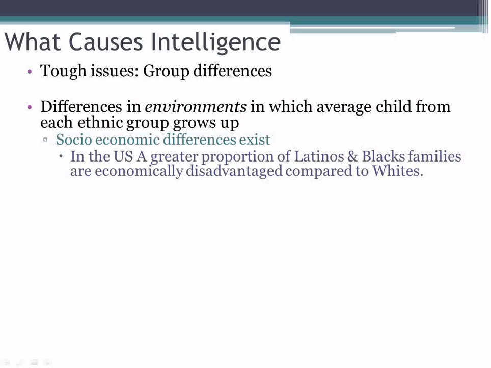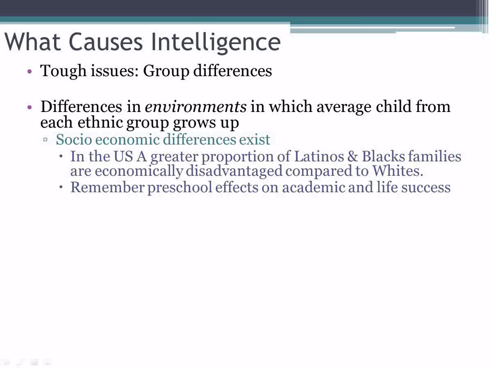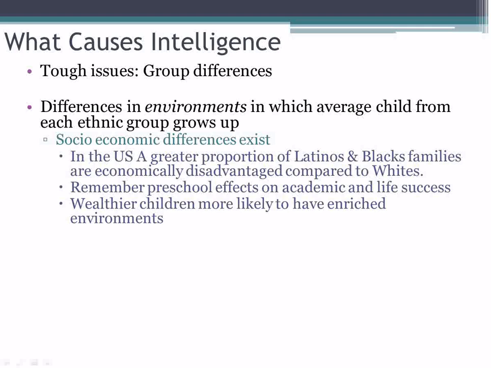Well, there are group differences in the environments in which kids grow up. So in the United States, a greater proportion of Hispanic and African American families are economically disadvantaged compared to whites. And remember how we discussed the effects of preschool on academic later life success. Wealthier children are more likely to have enriched environments, but kids who grow up in economically disadvantaged environments are less likely to have these enriched environments unless they go to preschool, unless they're getting it outside of the home.